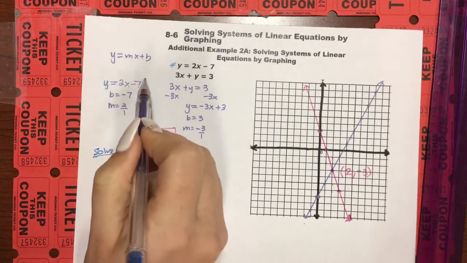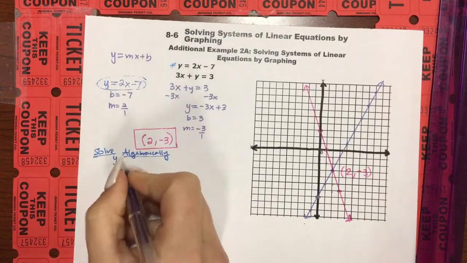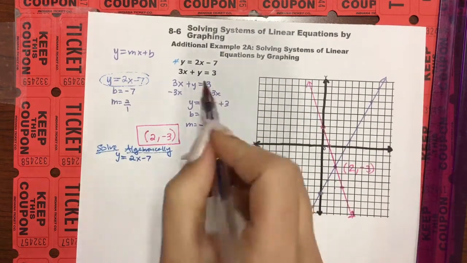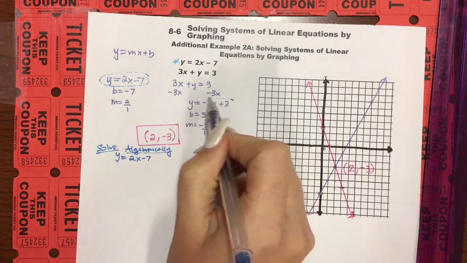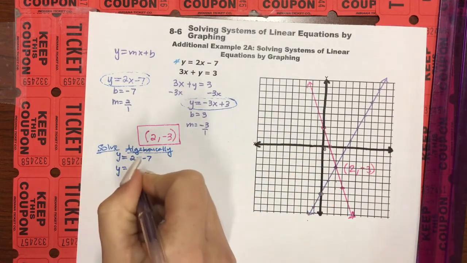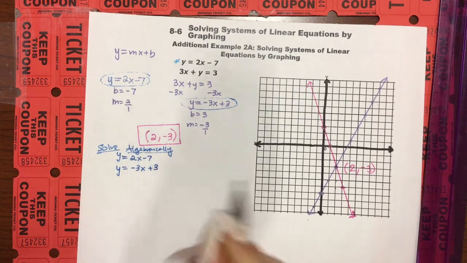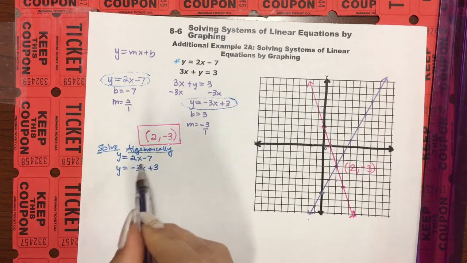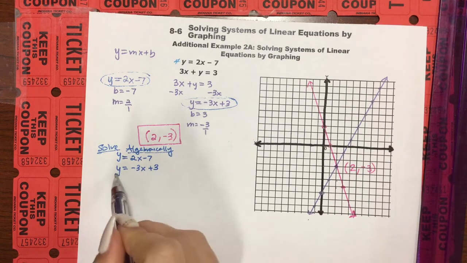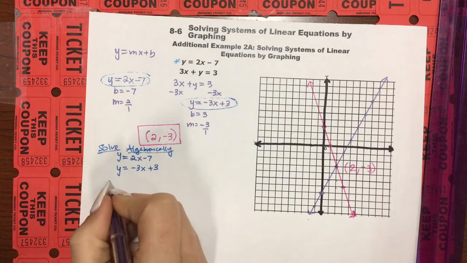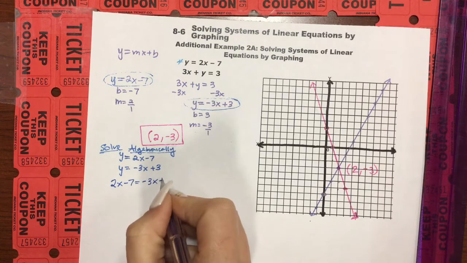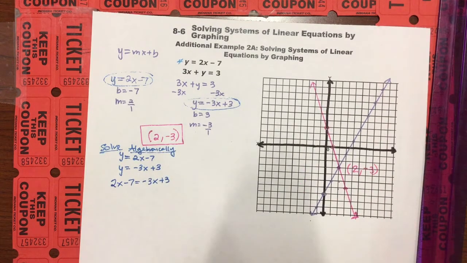So our first equation is here. Y equals 2x minus 7. And then we took this equation and we solved it for y. And so we have y equals -3x plus 3. So we're going to go ahead and use substitution, and just because 2x minus 7 equals y and -3x plus 3 equals y, we're going to set these equations equal to each other because they're both equal to y. Okay, and we're just solving this algebraically.